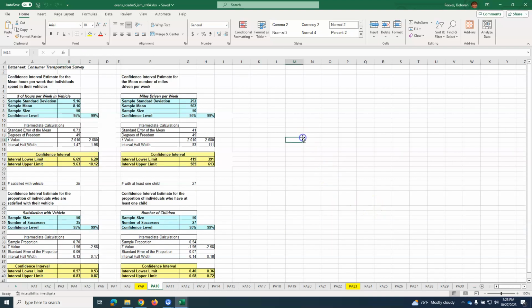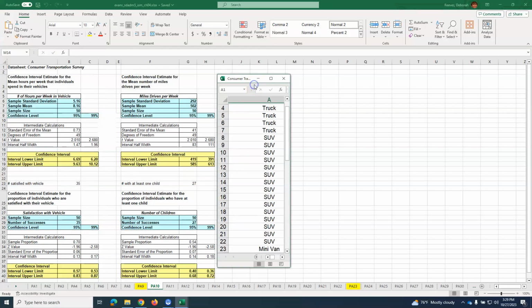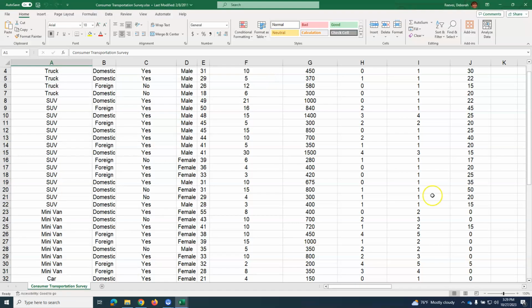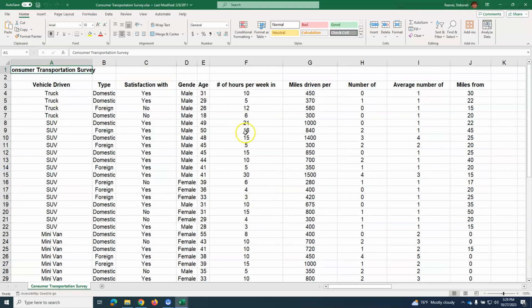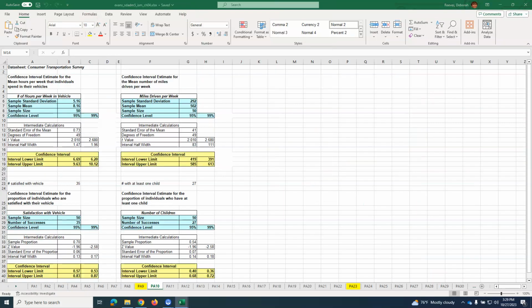Let's take a look at number 10. In number 10, you're looking at the Consumer Transportation Survey spreadsheet, and that is this one. This is the one that you're given, the Consumer Transportation spreadsheet. It's okay with me if you just do a separate tab. I have it on a totally separate spreadsheet, but you can do it on a separate tab if you want to.